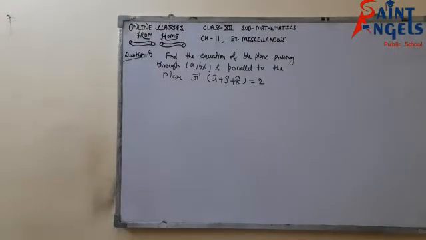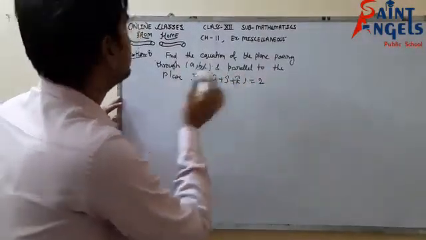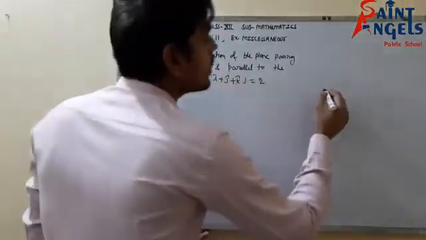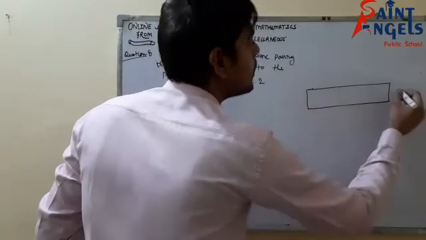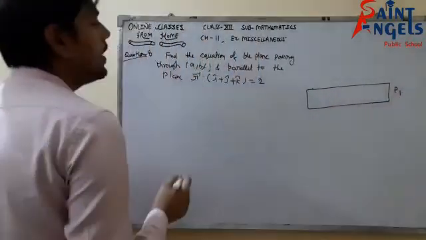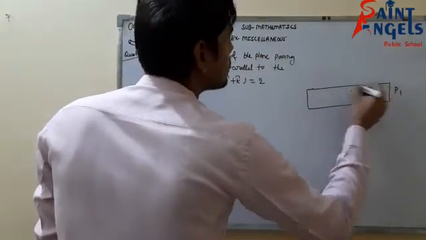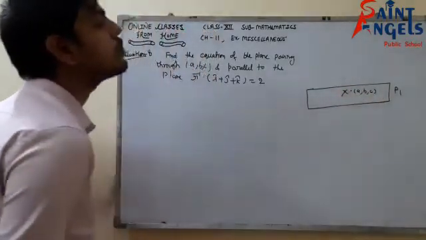Now look at question number 8. In question number 8, we are given: find the equation of the plane passing through the point (a, b, c) and parallel to the plane. So we have been given a plane. This is plane P1, and it is passing through the point (a, b, c). Suppose this is point X through which this plane is passing.